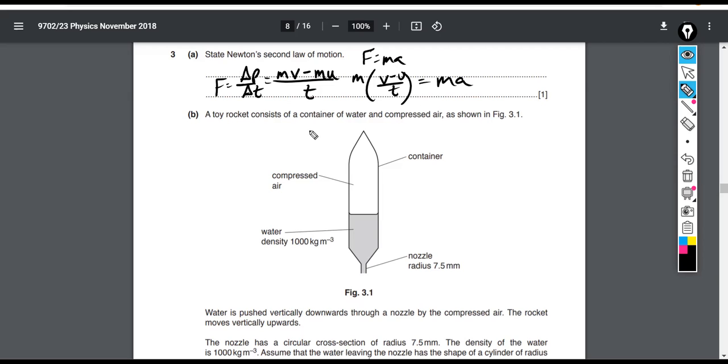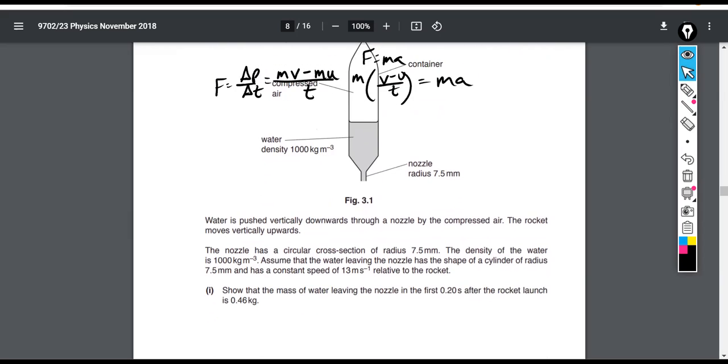A toy rocket consists of a container of water and compressed air, as shown in figure 3.1, and as will be demonstrated with our fun laboratory activity. It's not going to be like an experiment with a capital E, because we're not going to vary one quantity against another. We're just going to go out and launch some rockets and have fun. This is going to be an activity to just demonstrate this. It will be great fun.